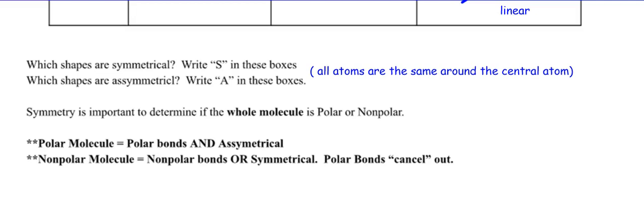If you've taken physics, you might have heard about vectors. The vectors cancel out, so you have a net dipole of 0. How is that for some strange terminology? All right, but that's how we have to look at both.